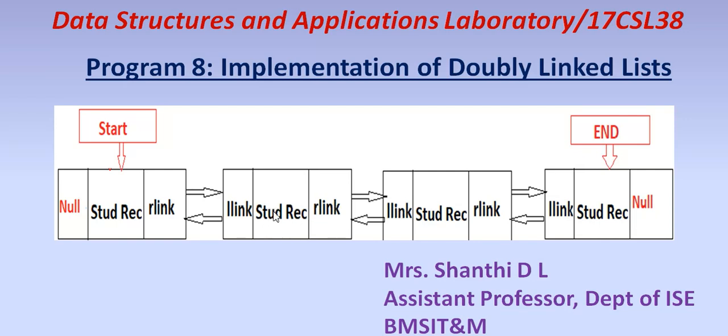And the student record information will be as usual, that is student name, USN, branch, SEM and phone number. So here either we can implement the doubly linked list by using a single pointer, or we can make use of two pointers, one pointing at the start node of the list and the other pointing at the end node of the list.